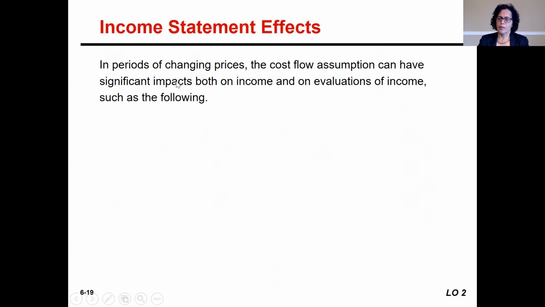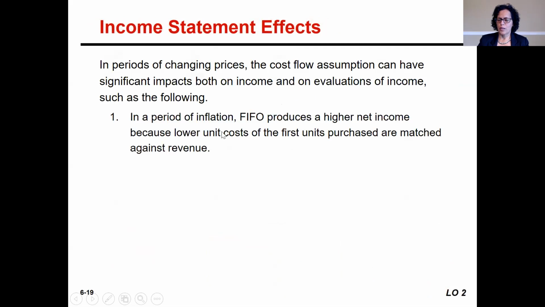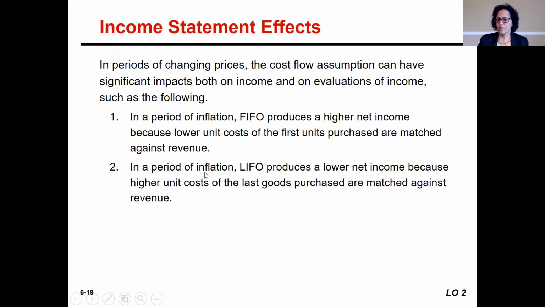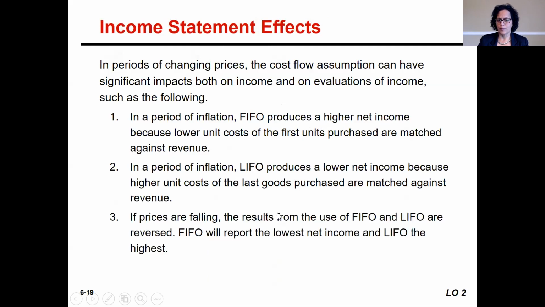Okay, so in periods where prices are changing, you're going to have an impact on the income and valuation of income as follows. So let's look at what happens during a period of inflation. The example we looked at was inflationary. The first TV was 700, the second was 750, the third was 800. FIFO is going to produce higher net income because the lower cost of units that are purchased are matched with revenues. Again, during a period of inflation, LIFO is going to produce lower net income. We just went through that example.